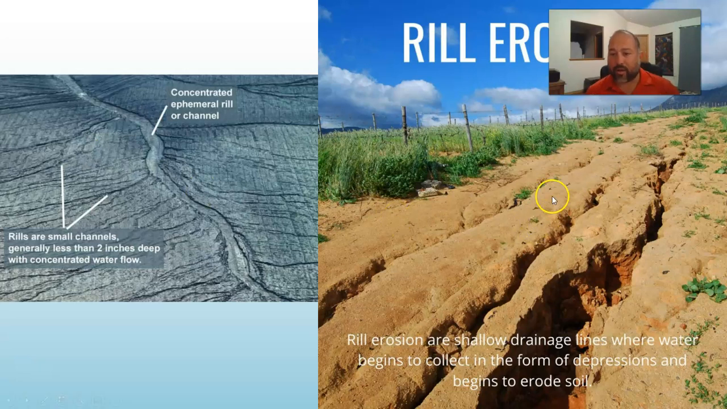And then here's another example of rill erosion on the right-hand side here. So shallow drainage lines where water begins to collect in the form of depressions and begins to erode the soil. Now, if you're looking here and you're going, well, that's looking like more than 6 inches deep, well, sometimes rills become gullies depending on the amount of runoff and water flow that they receive.